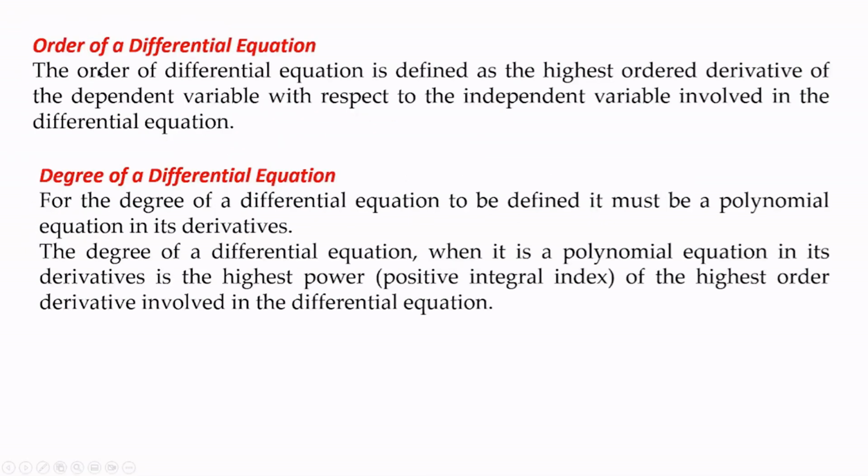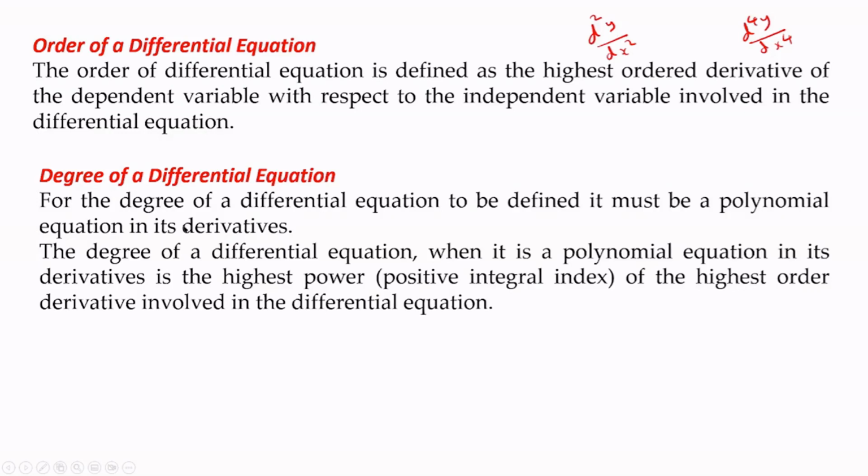Next we have order of a differential equation. The order of a differential equation is defined as the highest order derivative of the dependent variable with respect to the independent variable which is involved in the differential equation. Say for example, if the differential equation has d square y by dx square, then the order of the differential equation is 2. That is the highest order derivative present in the differential equation. Say if the highest order derivative present is d4y upon dx4, in this case the order is 4.